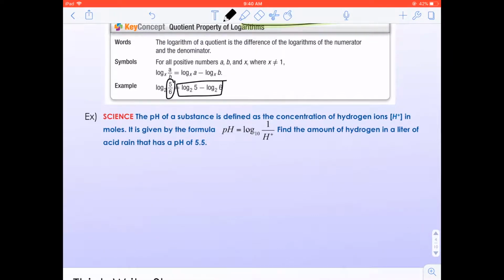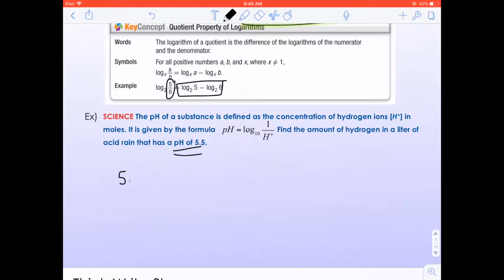All right, so let's try out this example. It tells us that the pH of a substance is defined as the concentration of hydrogen ions, H+, in moles. It's given by the formula pH equals log base 10 of 1 over H+. Find the amount of hydrogen in a liter of acid rain that has a pH of 5.5. So it gives us our formula and it tells us what our pH is.